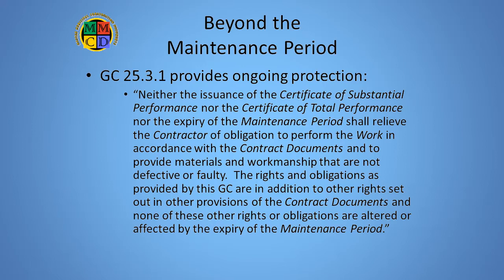But the owner's protection goes beyond the maintenance period. As shown here, GC 25.3.1 keeps the contractor responsible for quality to contract standards even after the maintenance period expires. Of course, the holdbacks and performance bond no longer exist, so the owner has to pursue a recalcitrant contractor in court. Nevertheless, the contractor's ongoing obligation is clear.